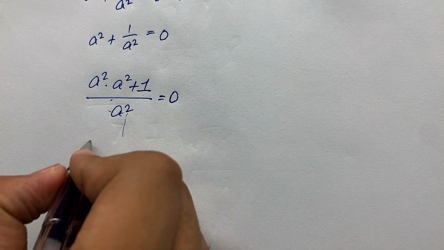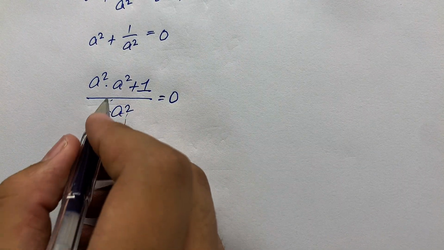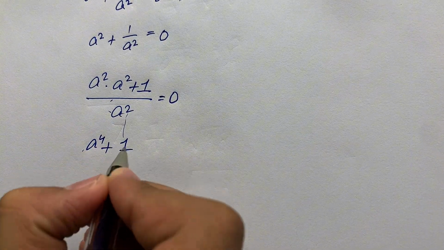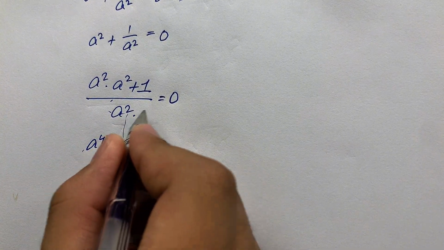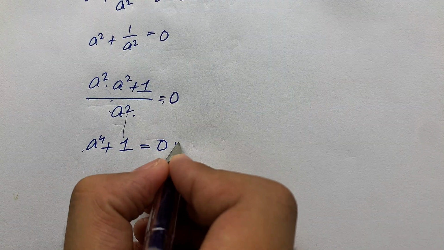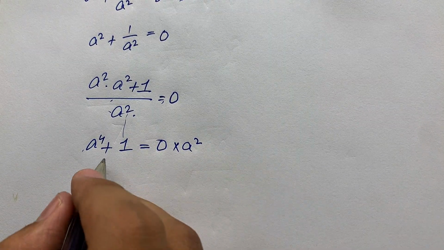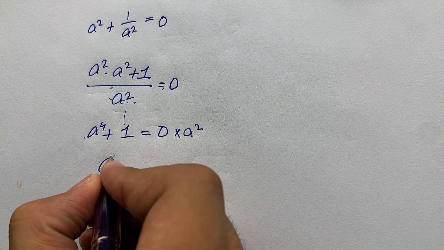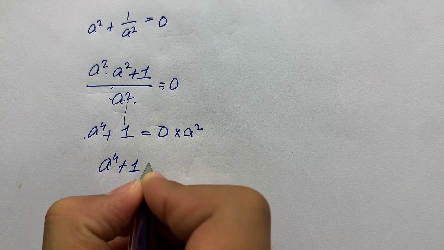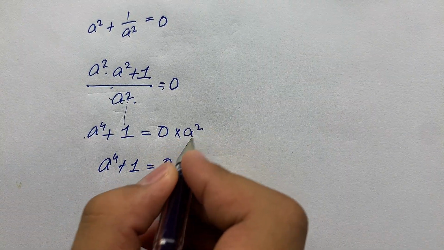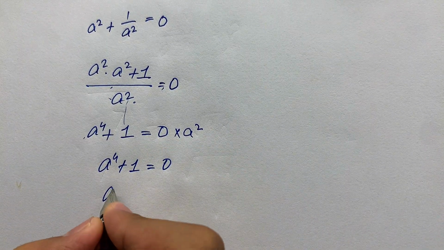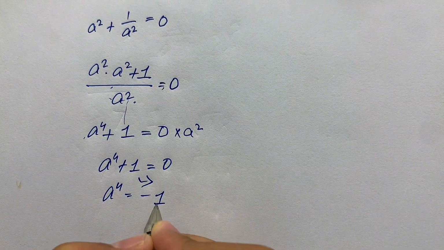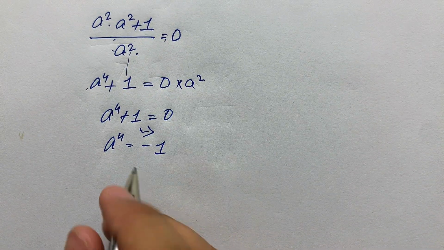Now a square into a square is a to power 4, plus this one is equal to 0, and this moves to this side and multiply a square. Now a square into a to power 4 plus 1 is equal to 0. 0 multiplied by a square is 0, and a to power 4 is equal to, this one move to this side, minus 1.